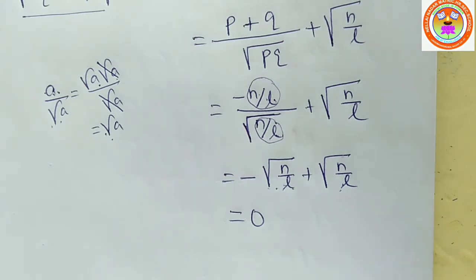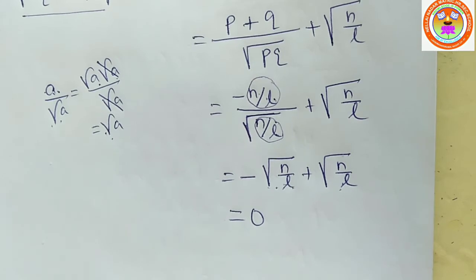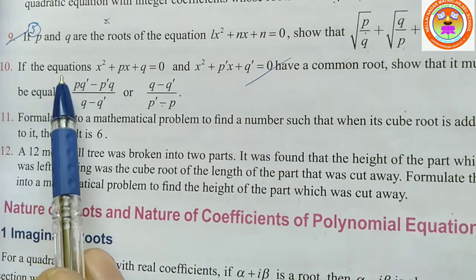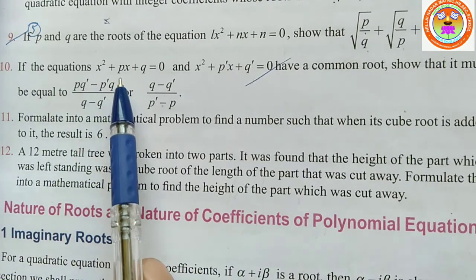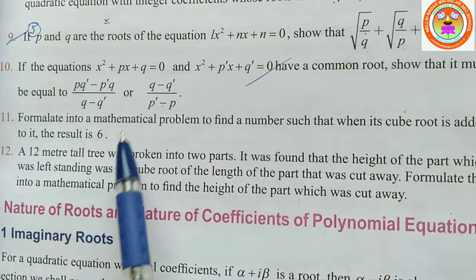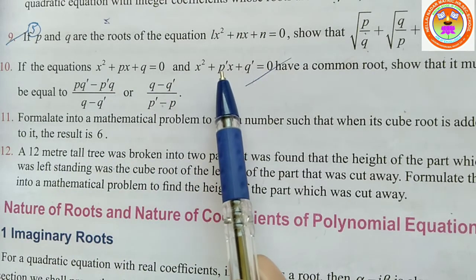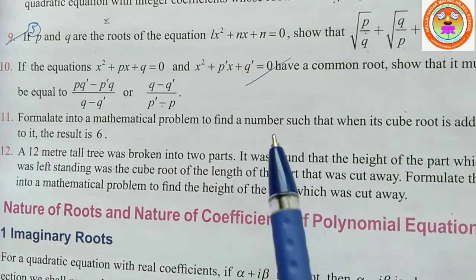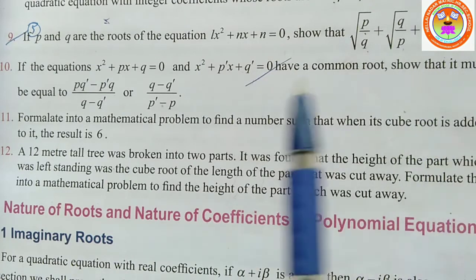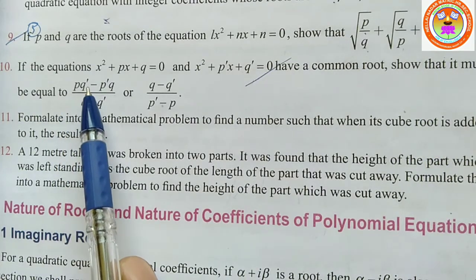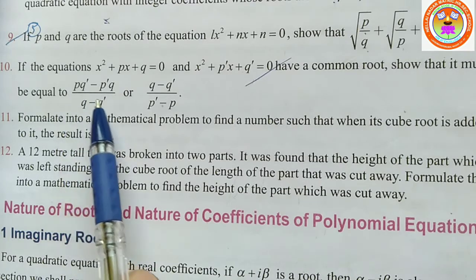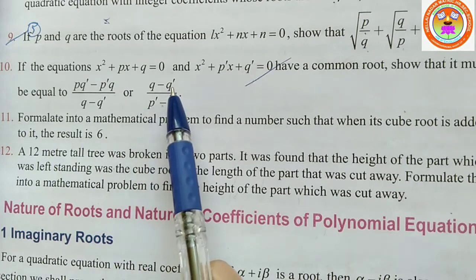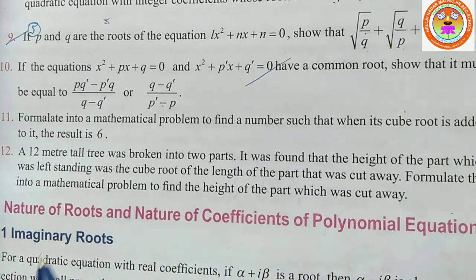Question number 10. See question number 10. If the equations x square plus px plus q equal to 0 and x square plus p dash x plus q dash equal to 0 have a common root, then show that it must be equal to pq dash minus p dash q, the whole divided by q minus q dash, or q minus q dash by p dash minus p.